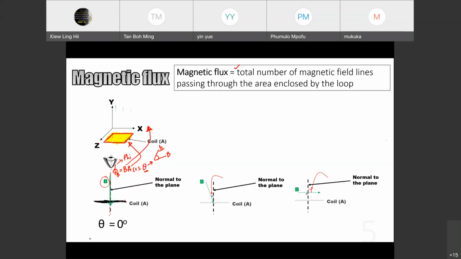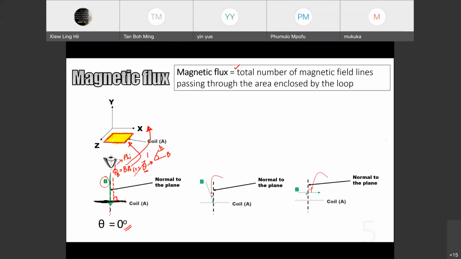When you want to determine the angle, start by drawing the normal line. This is your normal line. Now check the angle. Normal line and magnetic field, they are at 0 degrees. So cos 0 equals 1. That's why when theta is equal to 0 degrees, your magnetic flux is the maximum.